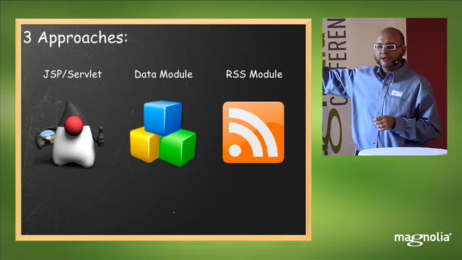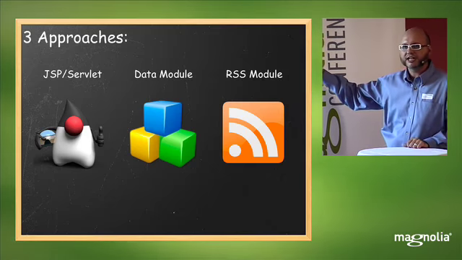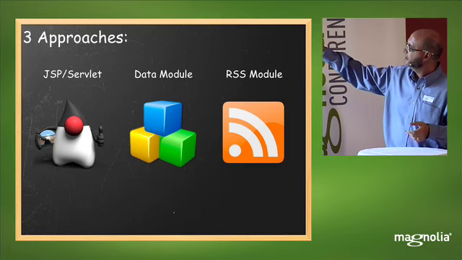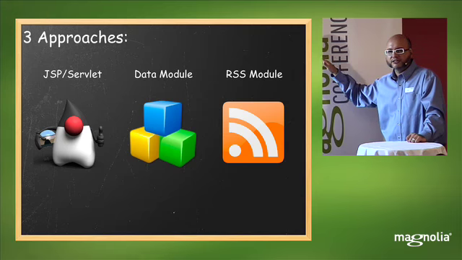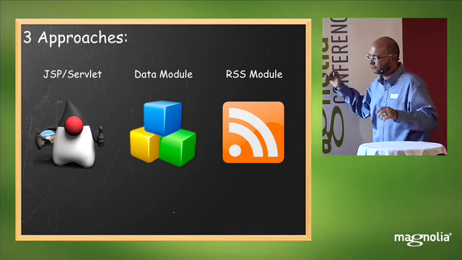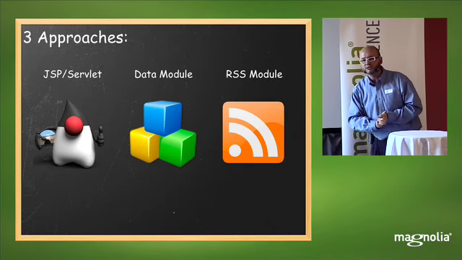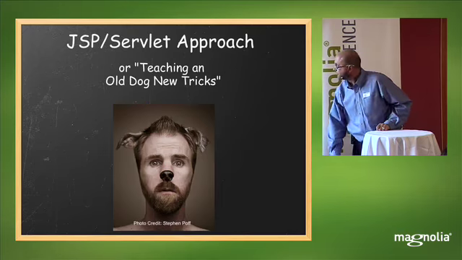We're going to talk about three approaches to surfacing external data. The first of those is using JSP or servlet, sort of the traditional Java way. The second is using Magnolia's data module. And then the third is by using the RSS module. The latter two are Magnolia-specific things. The JSP approach is one that you could use in pretty much any Java environment. So let's look at that a little bit.